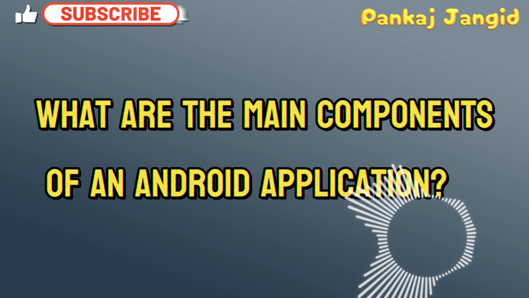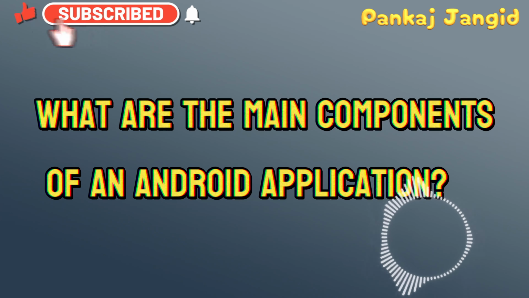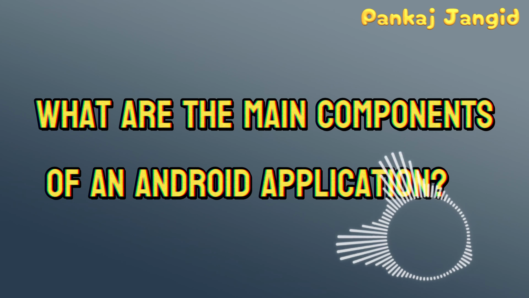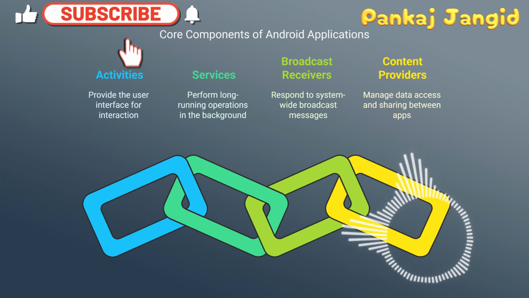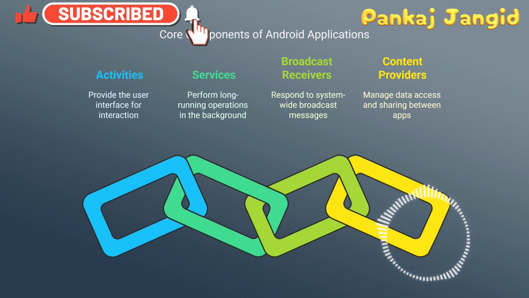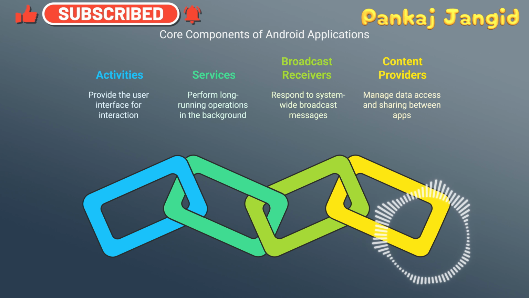Welcome to this audio explanation on the main components of an Android application. Question: what are the main components of an Android application? Answer: Android applications are built using 4 core components that work together to create a functional app.